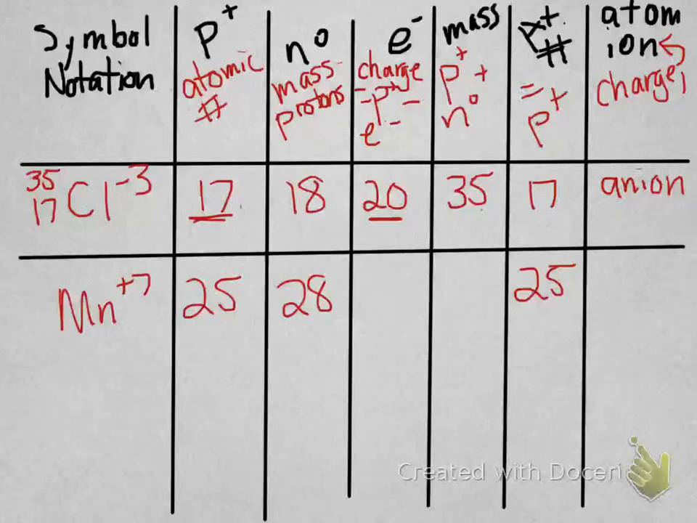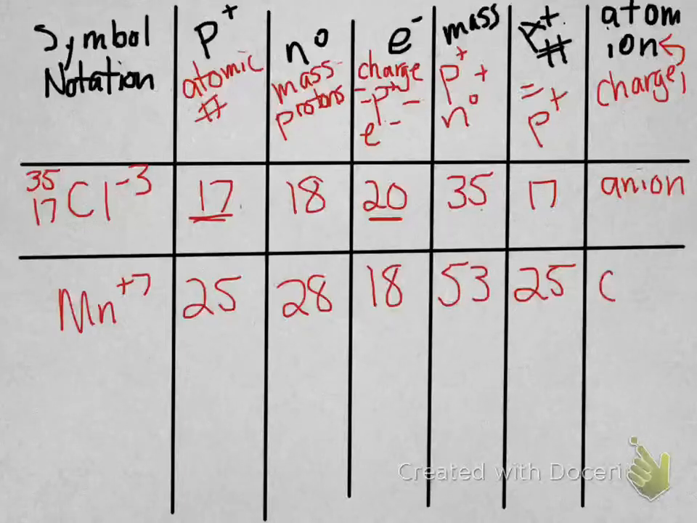We know it is a plus 7 charge, which means it has to have 7 more protons than electrons. Since I can't change the protons or I change the element, I'm going to subtract 7 to get my electrons. So 25 minus 7 is 18. The mass, since we were told it has 28 neutrons, I have to use that number and add that to the protons. 25 plus 28 gives me a mass of 53.